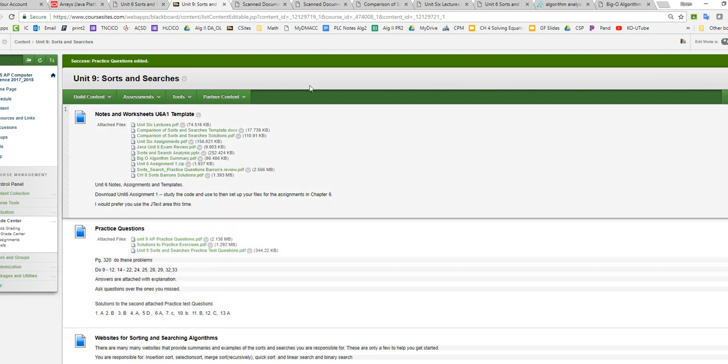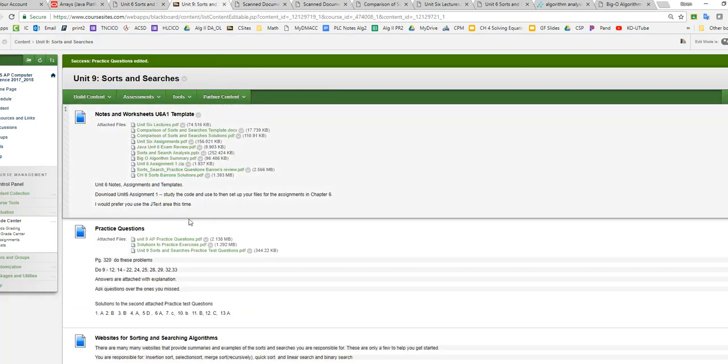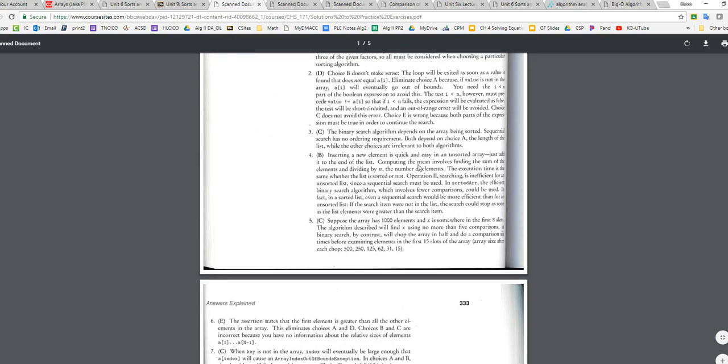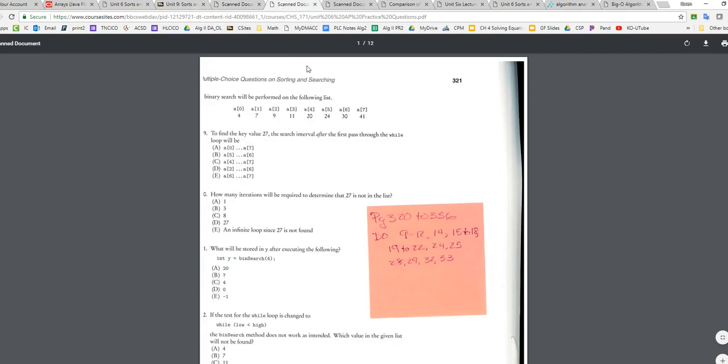Okay, so first of all, if we take a look at this document, this was scanned from that Barron's review, and remember this is the one that also has the solutions and explanations. So I'm going to be spending less time because it does have the explanations on a lot of those. I'm just going to scroll through and hit a few of the critical ones with you. Not all of them, but just to give you some hints.